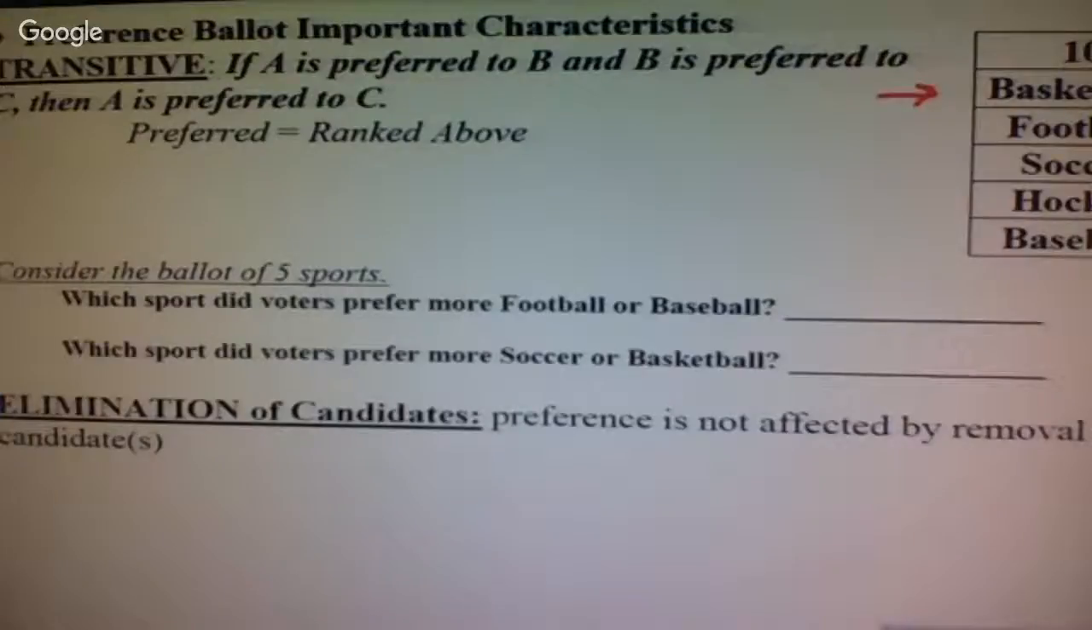Consider the ballot of 5 sports. Which sport did voters prefer more? Football or baseball? Football. Football comes in second place, and baseball comes in fifth. So this is going to be football. What's preferred more, soccer or basketball? Basketball. Basketball is in first place slot and soccer's in third.